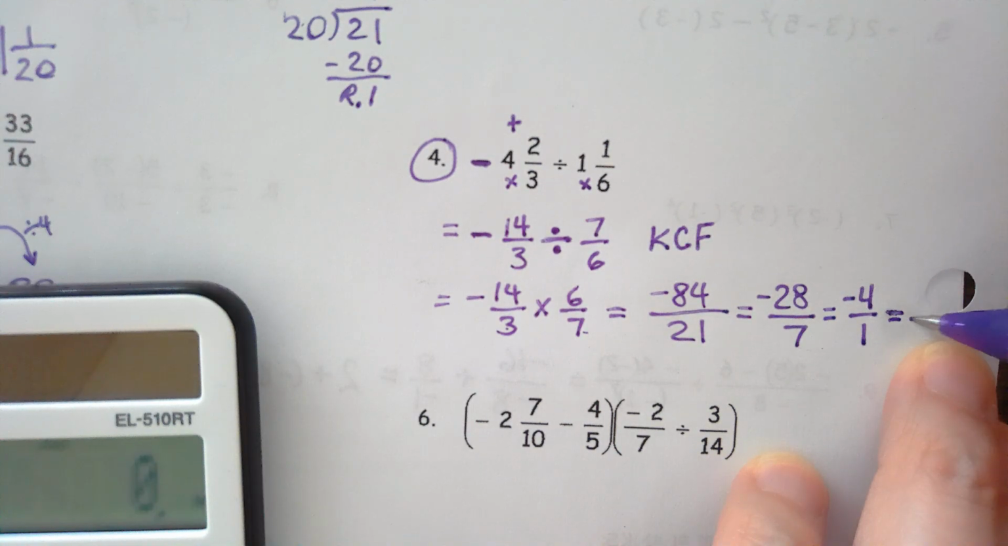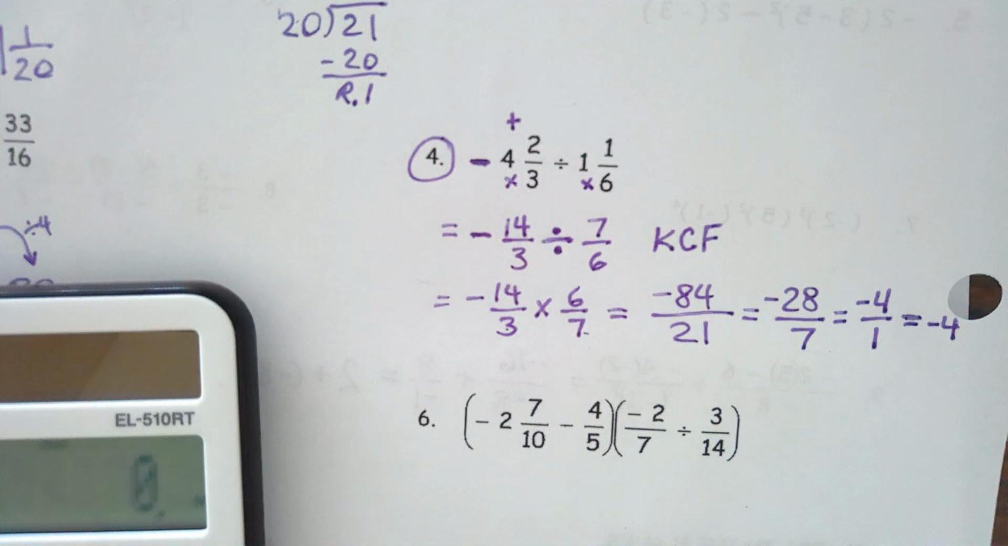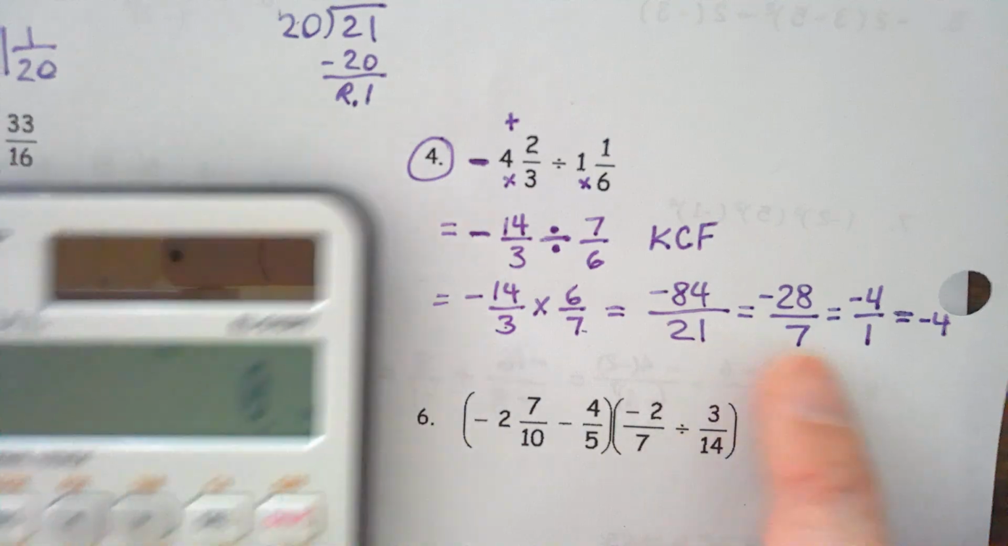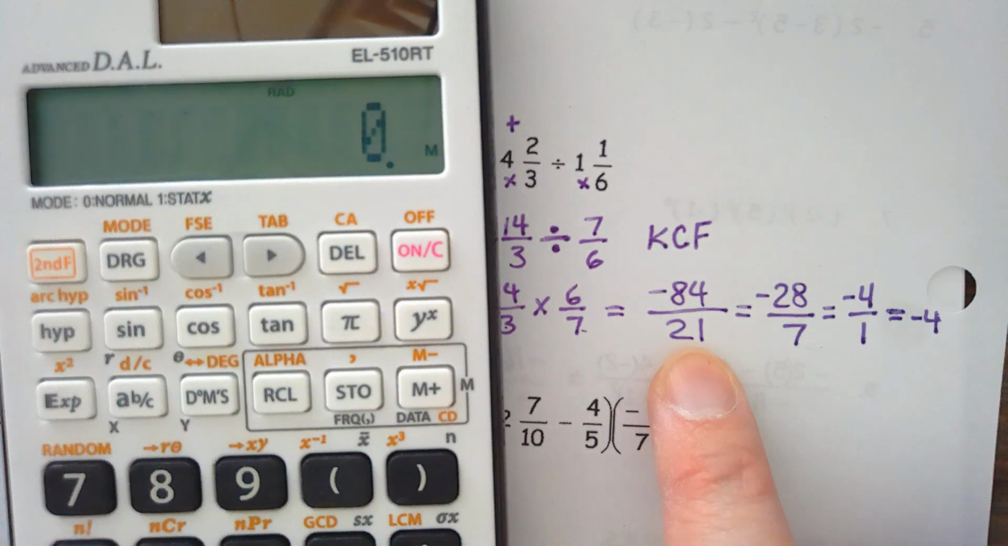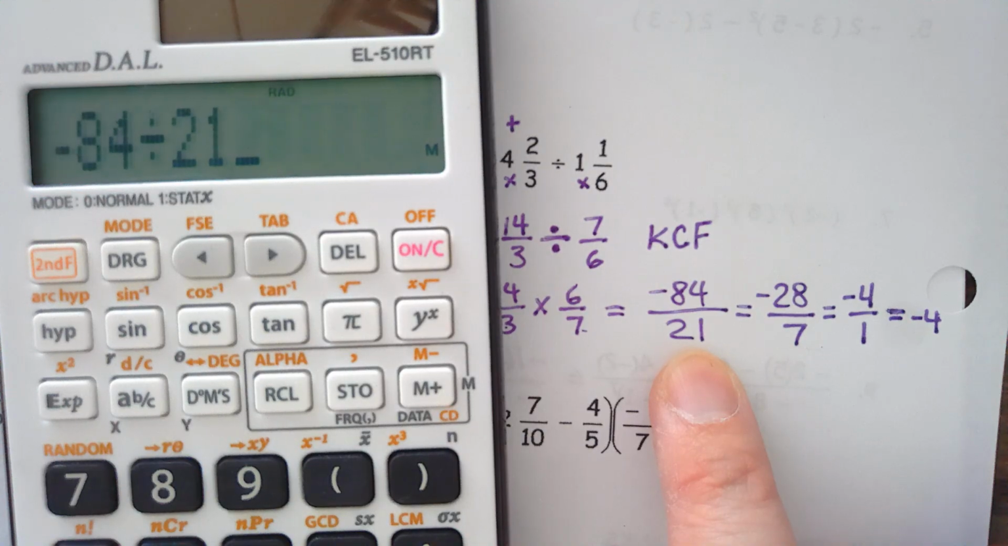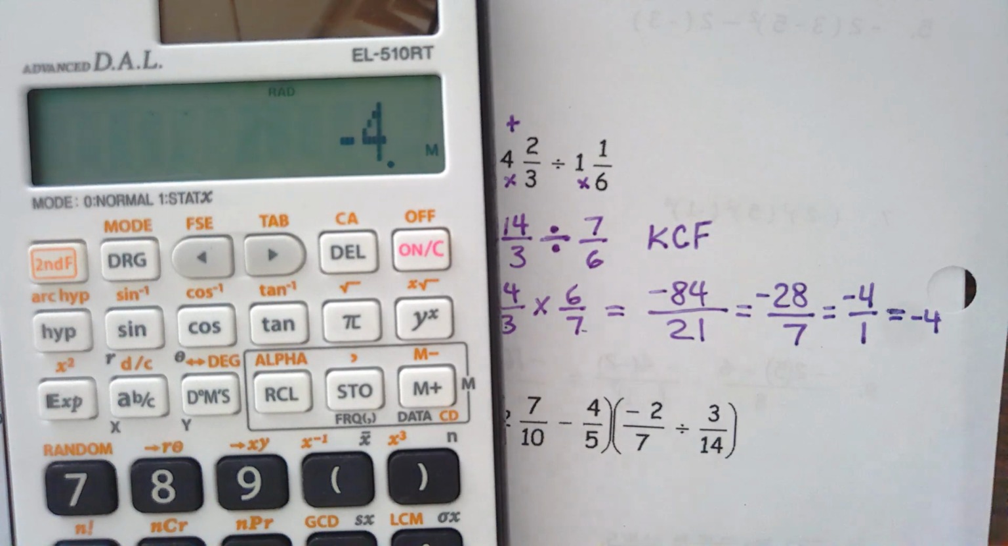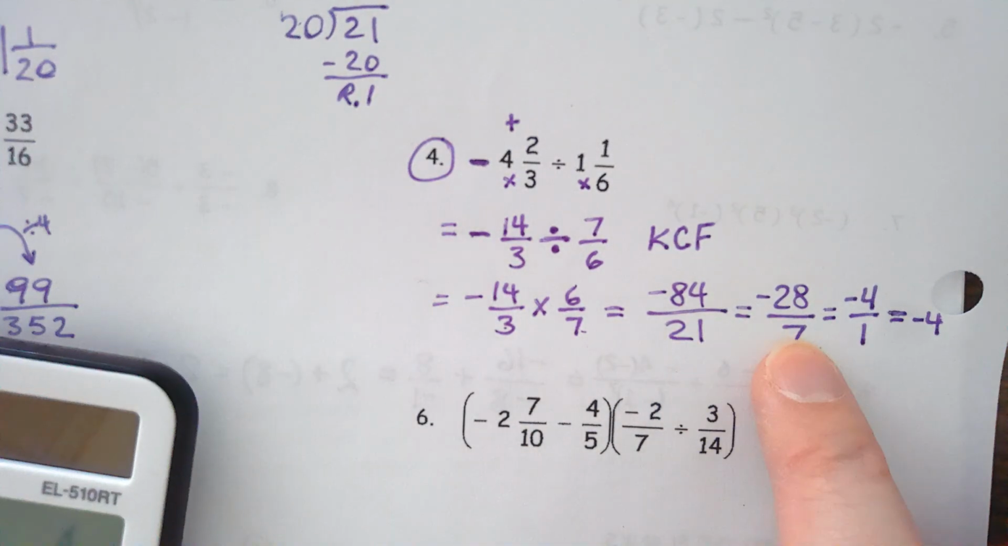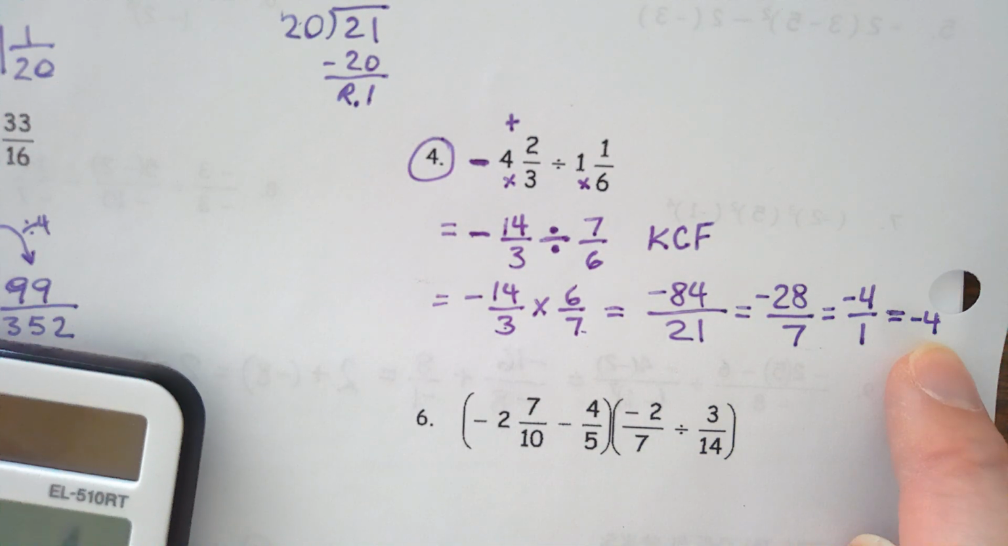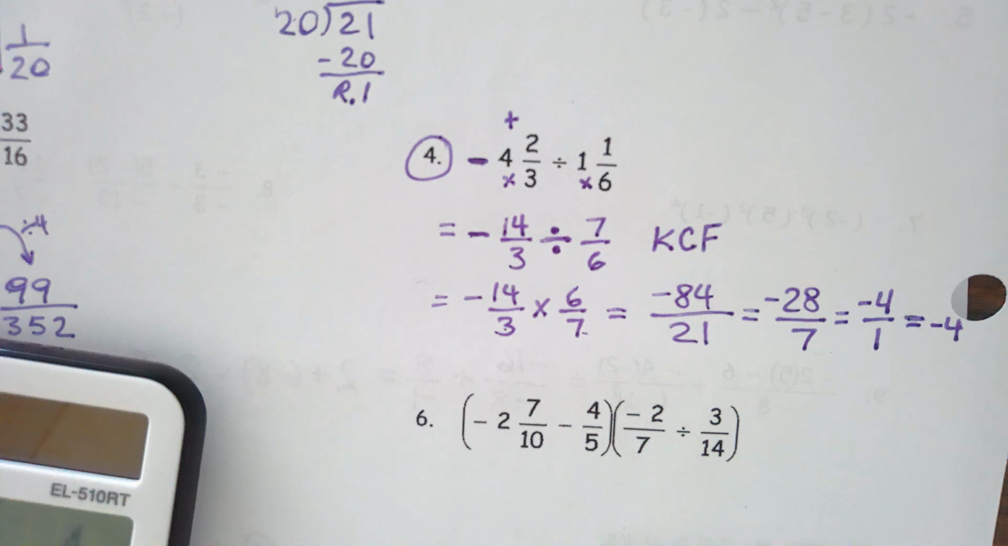So I like that you guys are reducing. But the very first thing you should actually check when you get to here, try it on your calculator. Negative 84 divided by 21. It actually goes, it's negative 4. Yeah. So is it okay to take these extra steps? Definitely. You don't have to get to the answer in one step.